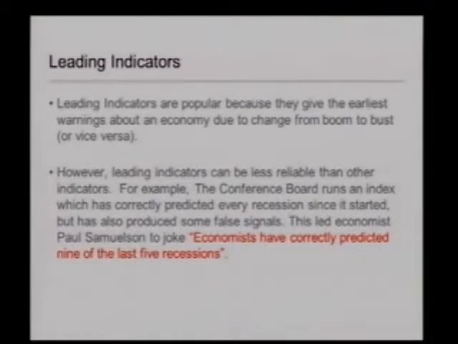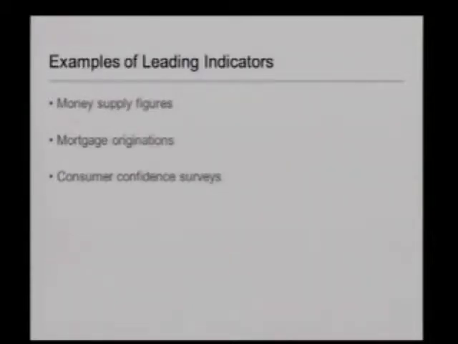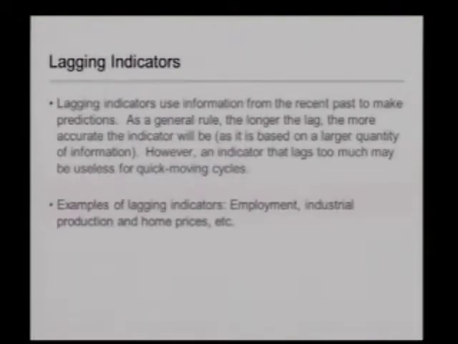Leading indicators are popular because they give the earliest warnings about an economy due to change from boom to bust or vice versa. However, leading indicators can be less reliable than other indicators. For example, the Conference Board runs an index which has correctly predicted every recession since it started, but has also produced some false signals. This led economist Paul Samuelson to joke, "Economists have correctly predicted 9 of the last 5 recessions." Examples of leading indicators would be money supply figures, mortgage originations, consumer confidence surveys.